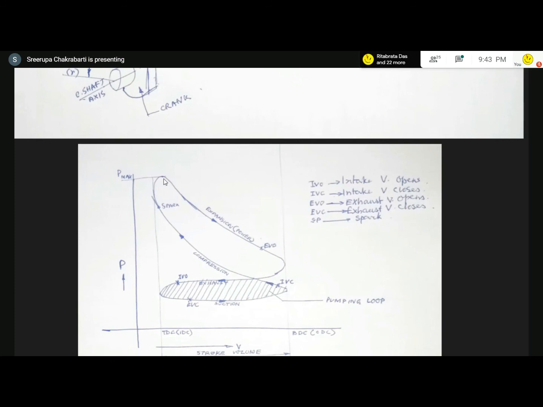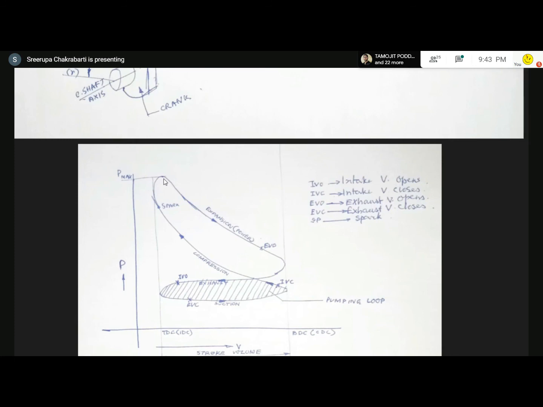Theoretically, we should have had the spark at the top dead center, but why are we advancing the spark in the compression stroke? Because we want to give the combustion more time. Whatever time is required for the combustion to take place starts from the point after the spark has occurred. So combustion starts maybe slightly before the top dead center, you understand? And the combustion is over only a few degrees after the top dead center.